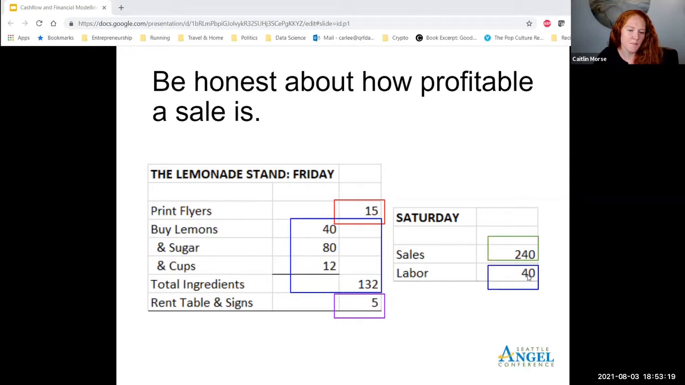Okay, so you're combining the labor for the number of days the lemonade stand's being run with the marketing costs. Yeah, and I see your point. So you could include some labor over here, like going to the print shop to pick up the flyers. You could include a bunch of things. This is meant to be extremely simple.